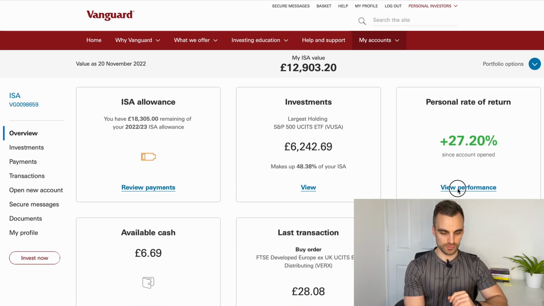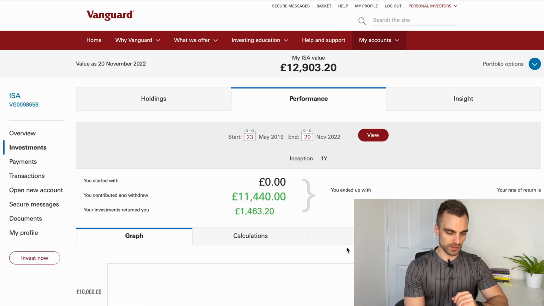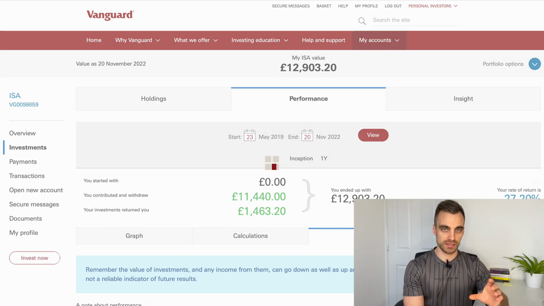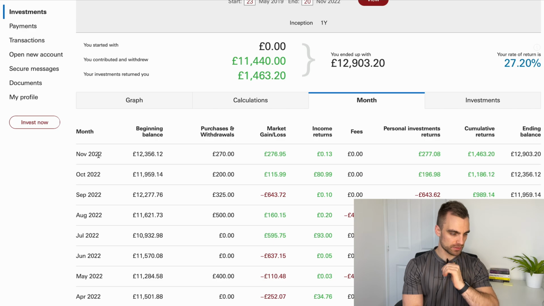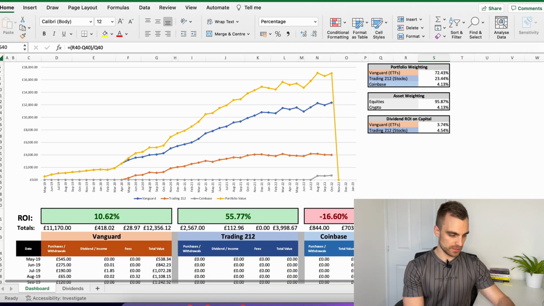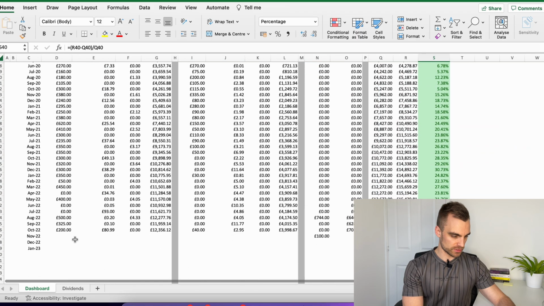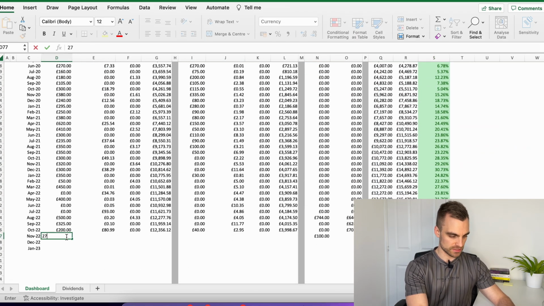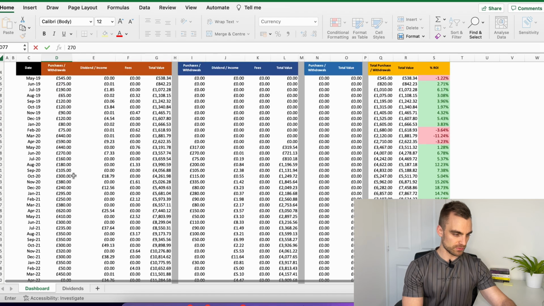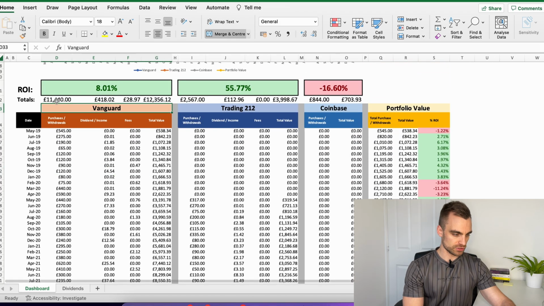So what we'll do, we'll click through to the performance tab, and then we will go by the month data here, just to see exactly what we've invested so far this month, so that that can be put into the spreadsheet as well. So we'll pull down and you can see November, so far this month we've invested £270. So we can come down here and put that into our spreadsheet for November, so £270. And what you'll notice is that when we put that in, this number just up here will change as well, along with the overall return on investment.